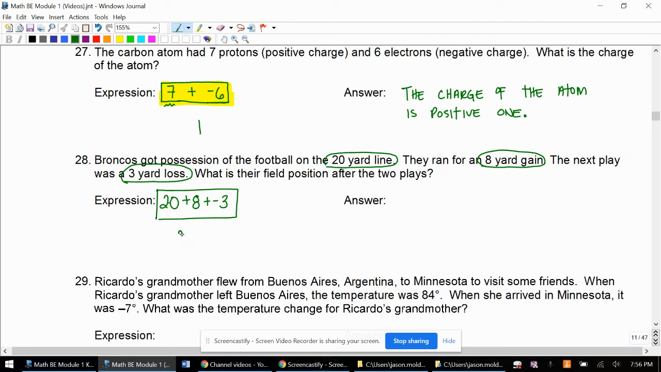20 plus 8 is 28. Bring down the negative 3. And 28 is more dominant. We know it's going to be positive. And 28 plus negative 3 is 25. Or 28 minus 3 also would get us there. So we'll write something like the Broncos are at the 25-yard line.